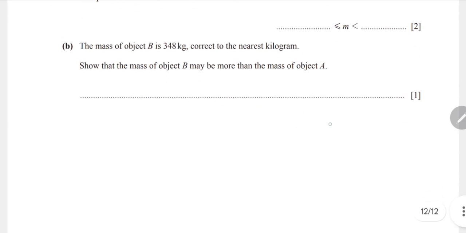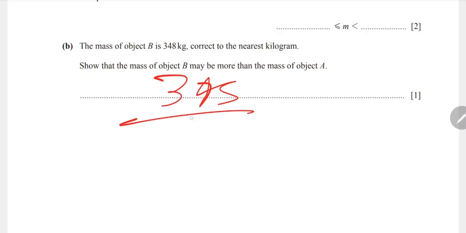Okay, next question. The mass of object B is 348 kg, correct to the nearest kilogram. Show that the mass of object B may be more than the mass of A. Suppose A could be 345, as we guess. So you can use A as 345, the mass of A. Then this value is greater than that.